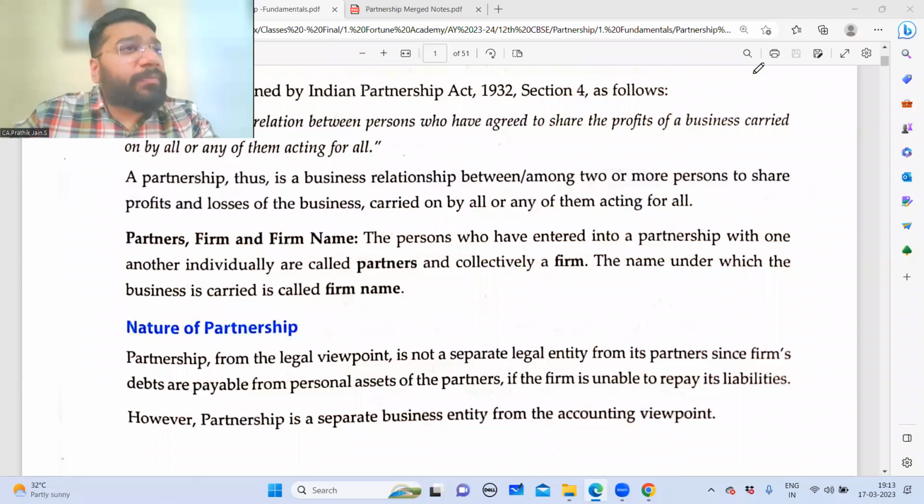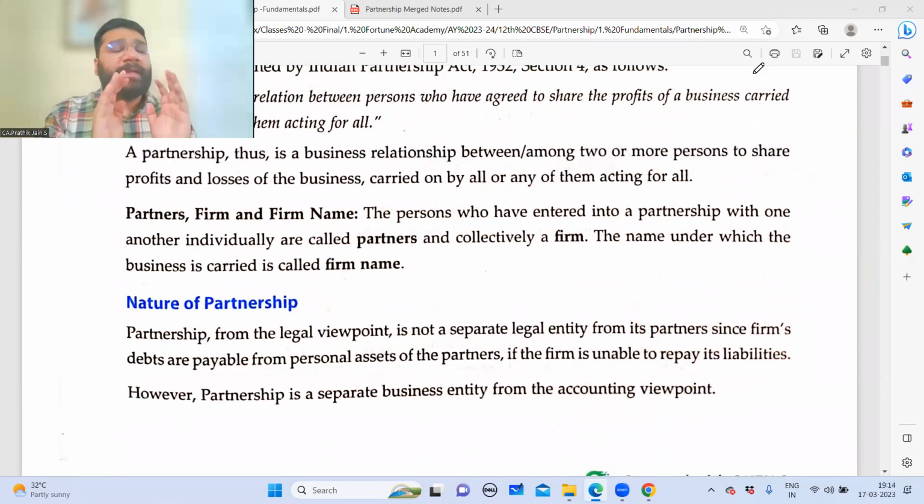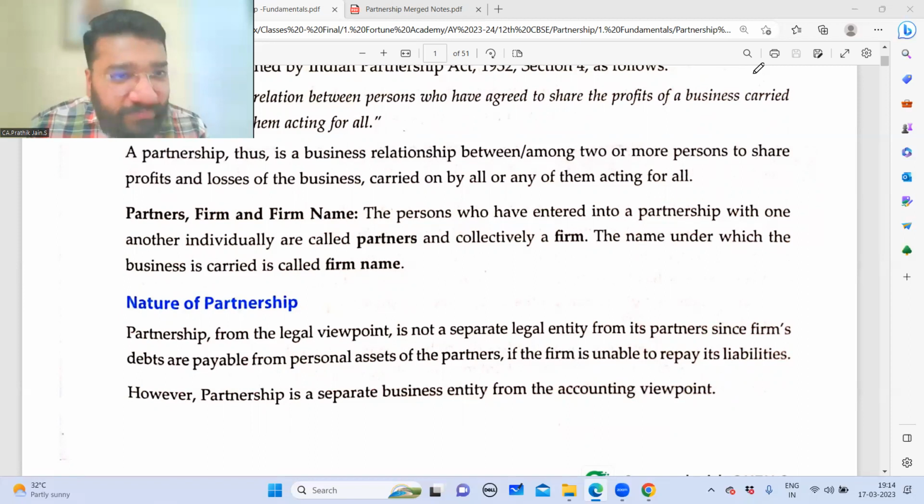So guys, we started with fundamentals of partnership and let's do a quick recap. We understood that partnership is basically two or more people, that is minimum two people or more, coming together with the intention to do business and make some profit out of it. And this business can be carried on by all or any of them acting for all. Here the individual owners are called partners, and partners together are called a firm. And for a firm you have to give a unique name called the firm name.